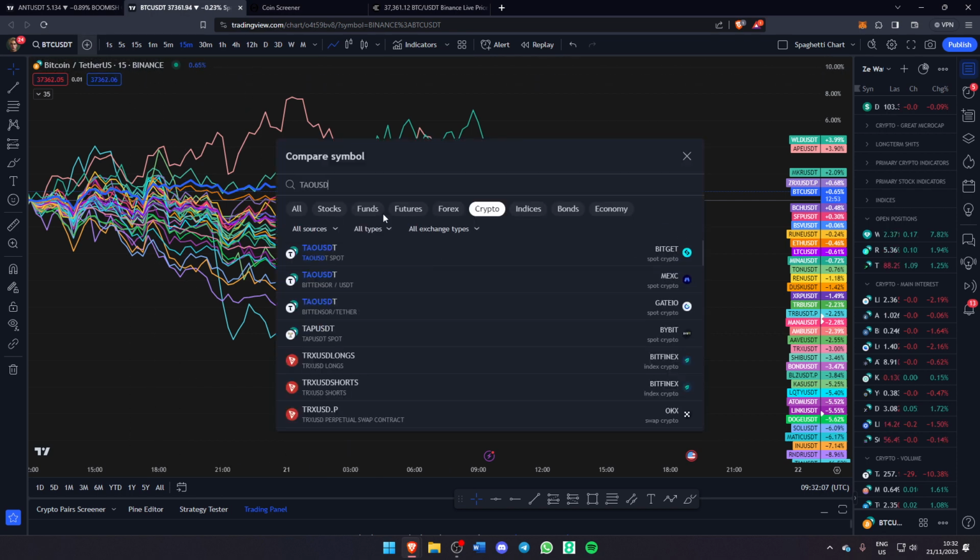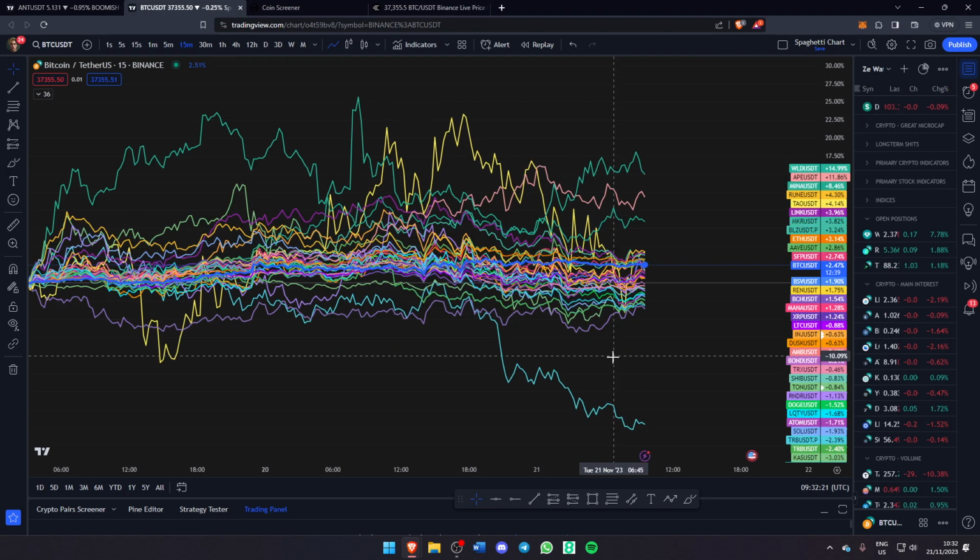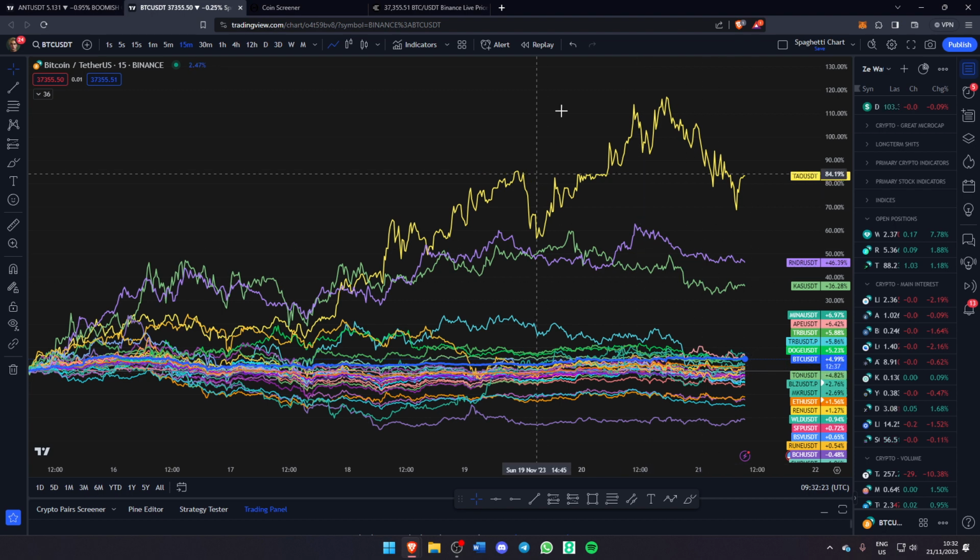boom, compare, and let's say Tau USDT, right? Let's say I want to compare Tau to it, boom, and then somewhere in between here we will see Tau, God knows where it is, but it's somewhere in between here, right? And then essentially if you zoom out, you can see that over time, since November 15th, so it's about a week, Tau has outperformed almost all other assets.